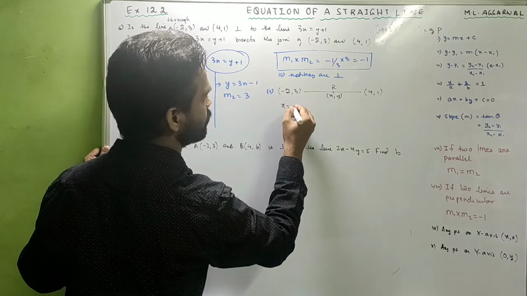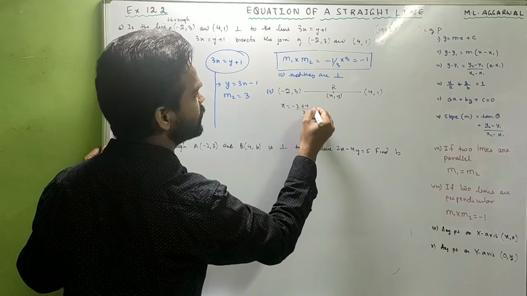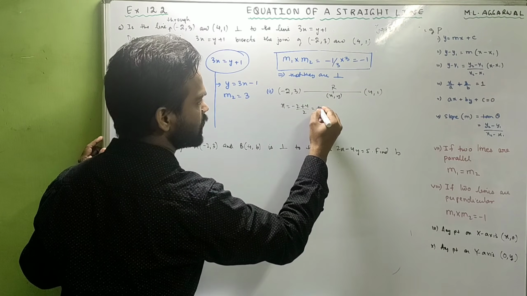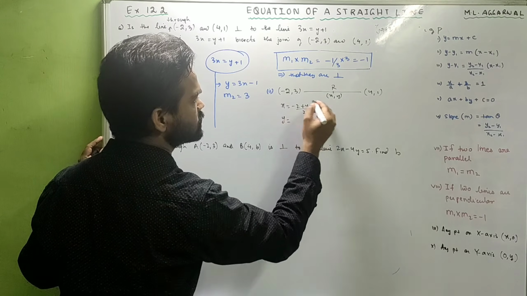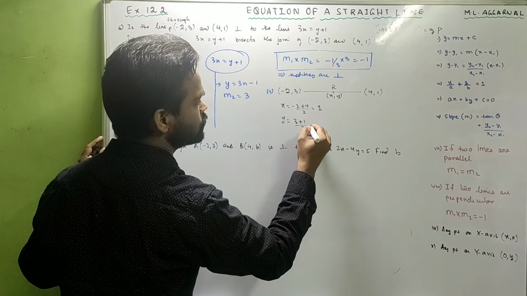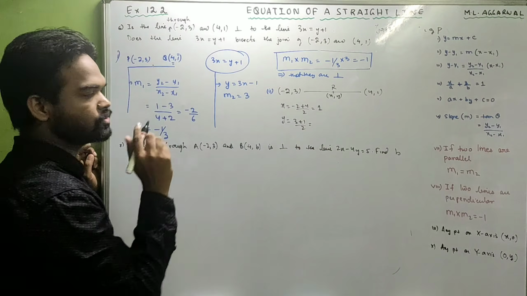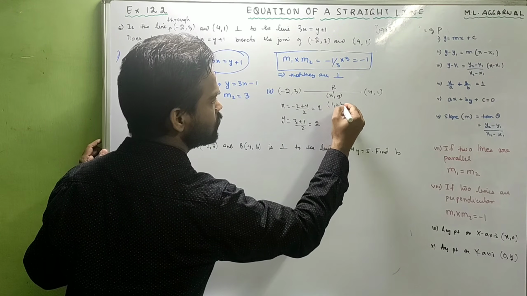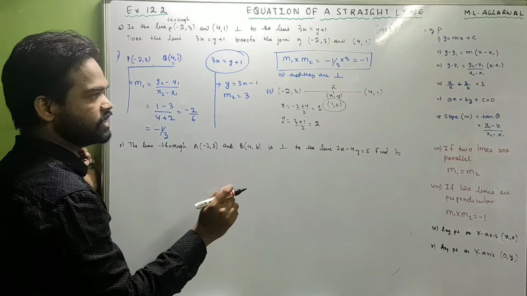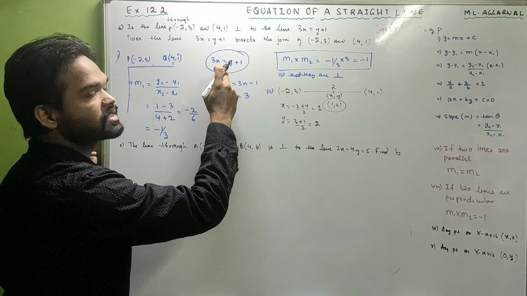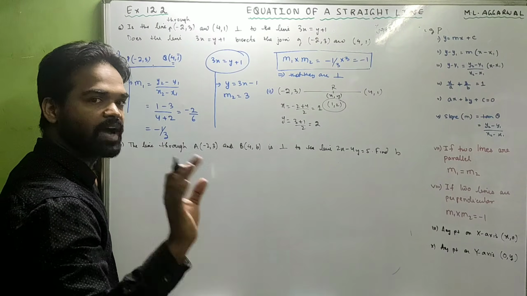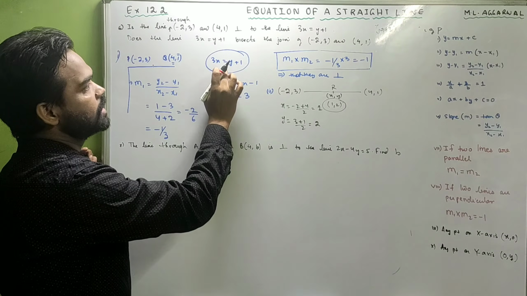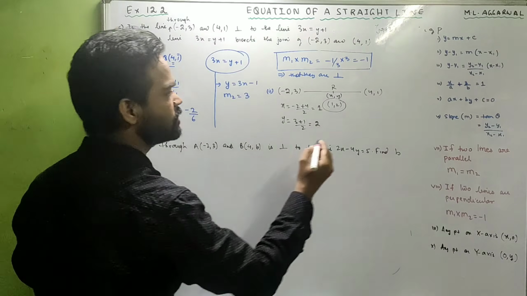So your x will be minus 2 plus 4 by 2. Midpoint we know, x1 plus x2 by 2, which is 2 by 2, that's 1. And y is again 3 plus 1 by 2, which means 4 by 2, that's 2. So the midpoint is 1 comma 2. Now if this point lies on this line, which means satisfies this line, then we can say that this line bisects the join. Let us see.